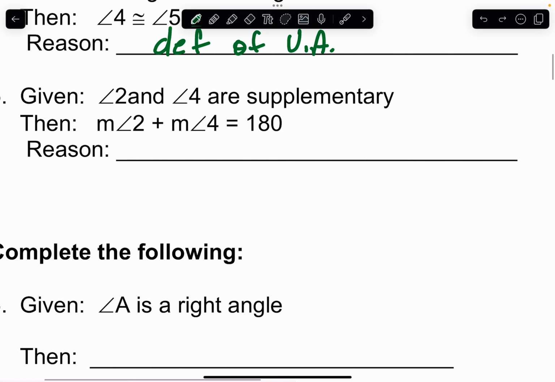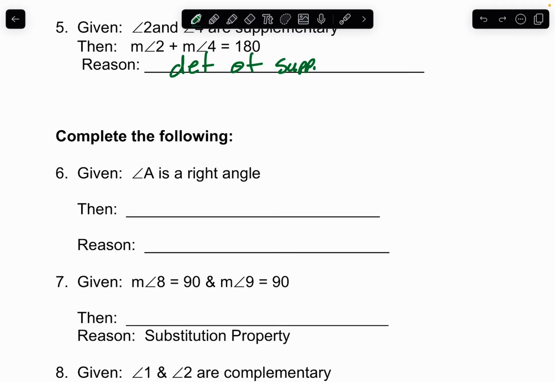All right, if I told you 2 angles are supplementary, what would you know about them? Well, you would know they would add up to 180. A lot of our reasons will literally be just the definition of and then a word. That is just the definition of supplementary angles. Or you could just write supplementary, which is what I'll probably do more often.